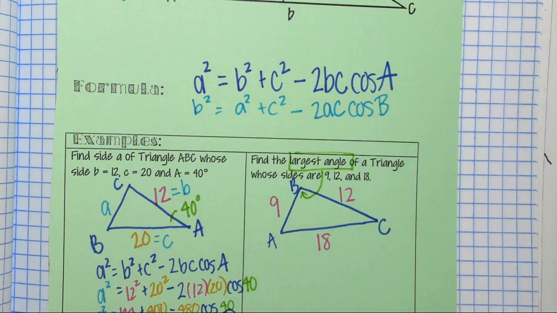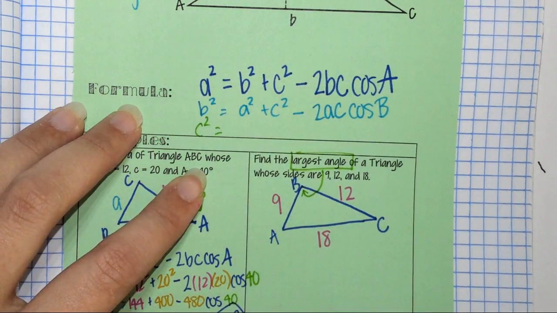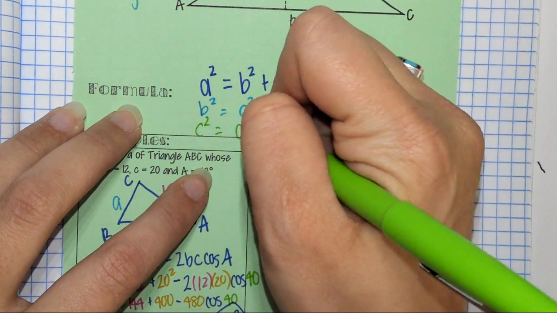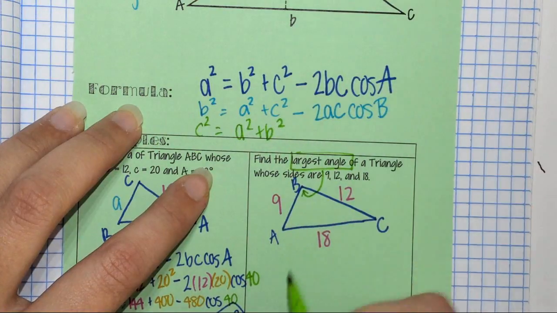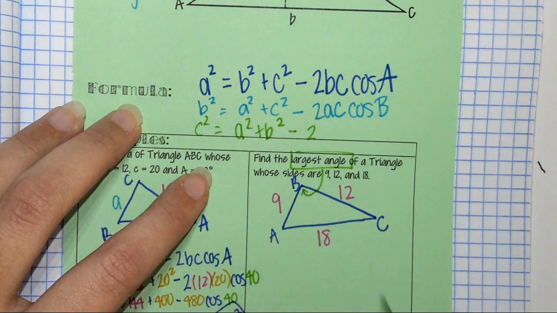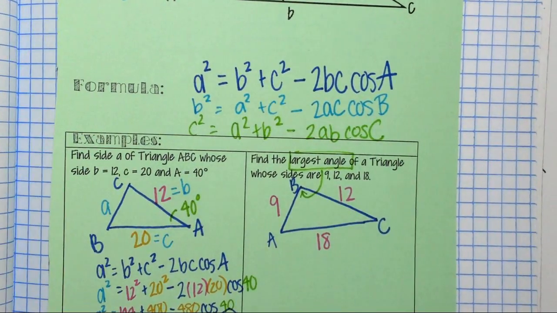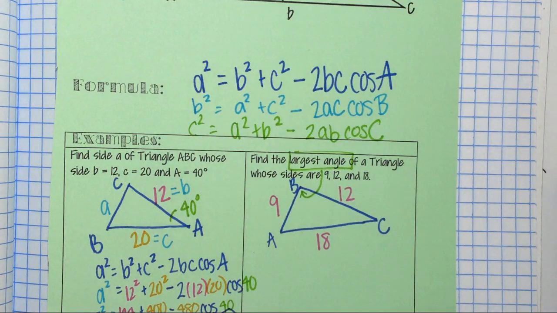What if I was looking for angle C? C squared equals A squared plus B squared minus 2AB. Oh my gosh, guys. Take a point. I'm so proud of you. Okay. Now, how do we know which formula we're going to use when? Is my question.